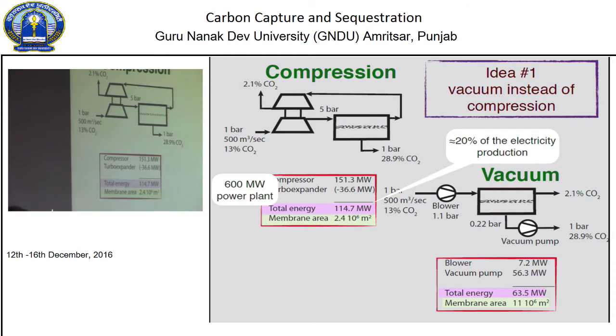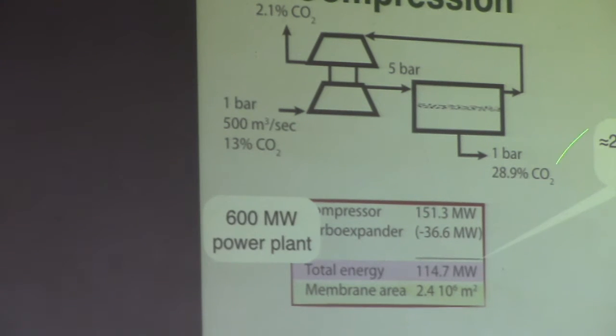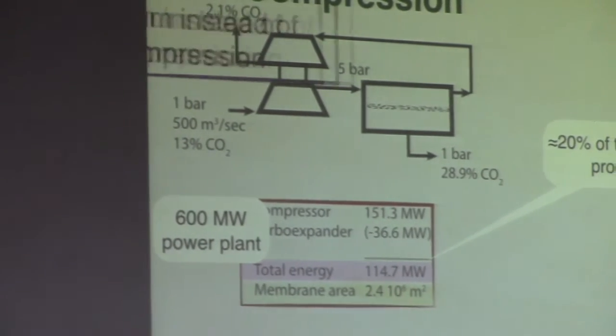So here's the costs here. The total energy is over 100 megawatts for a 500 megawatt power plant, and the membrane area is over 1 million square meters. That's pretty bad. That's 20% of the electricity production for a 600 megawatt power plant.